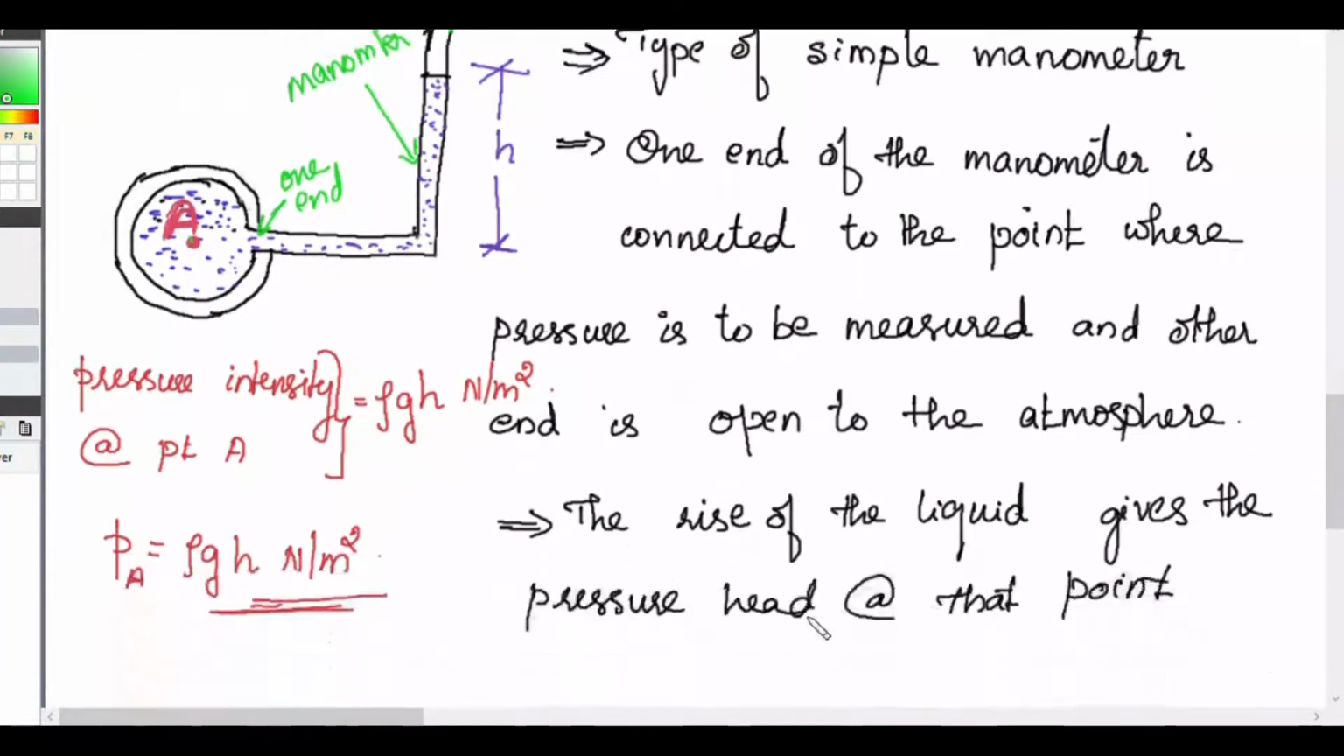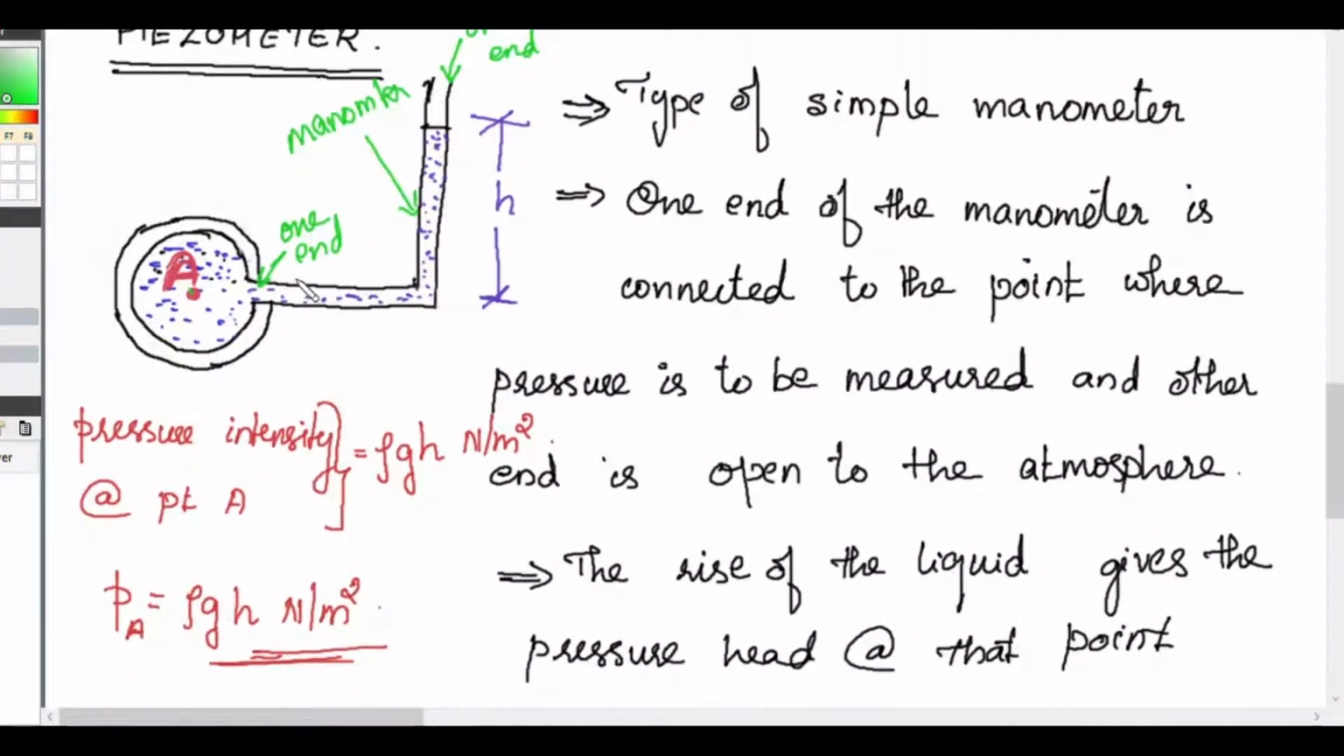So this rise of liquid gives the pressure head at that point. How much height has the liquid in the water body at point A raised in the piezometer? So this rise is called head or pressure head. So H is called the pressure head at point A.